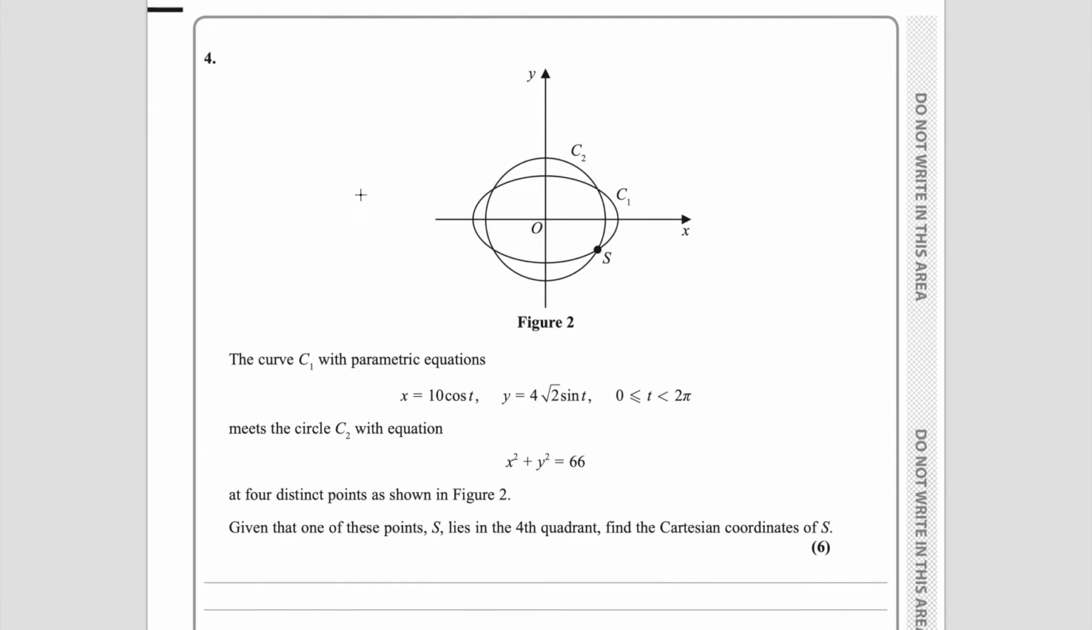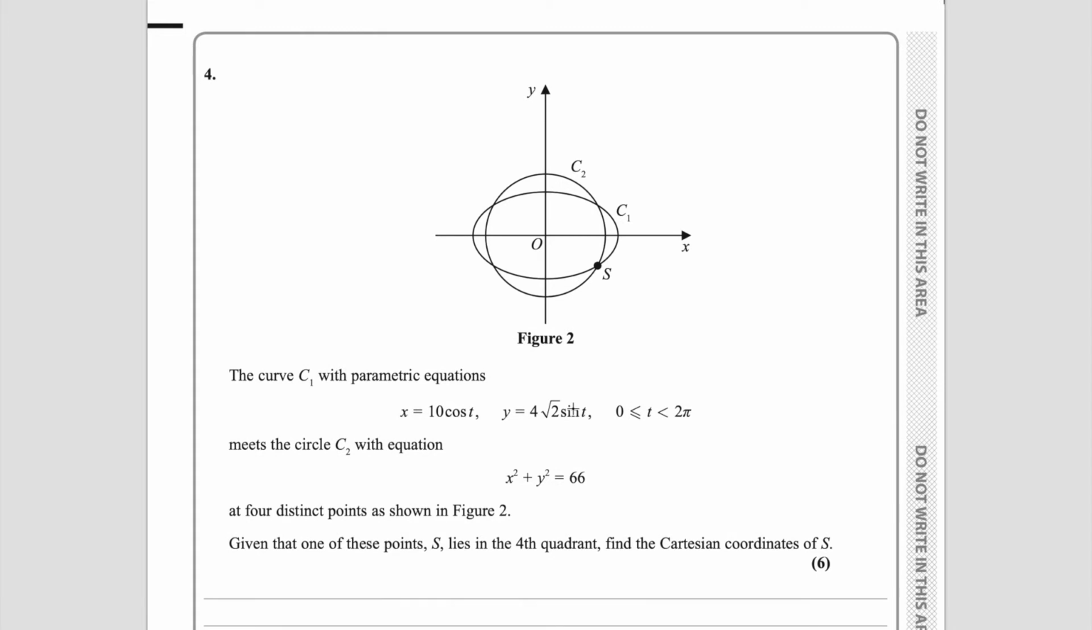For question number 4, we're given two curves. We're given the curve C with parametric equations x equals 10 cos t and y equals 4 root 2 sine t. And we're given the circle C2 with equation x squared plus y squared equals 66, in other words, a circle with center 0, 0 and radius root 66. We're told that these two curves intersect at 4 distinct points as shown in this diagram. We can see those are here, here, here, and this point in the fourth quadrant marked S. And for this question, we're ultimately asked to find the coordinates of this point S.